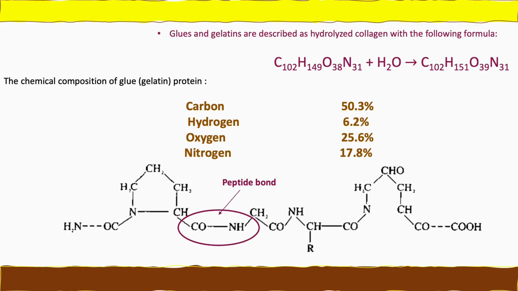So in strongly acidic solution, the protein is positively charged and acts as a cation, whereas in strongly alkaline solution, it is negatively charged and acts as an anion. This is an interesting feature of this animal protein. So what do we get from here?